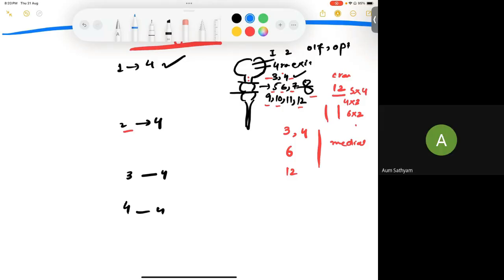The 6 is basically present within the pons. 6 is again going to be present medially, while the others are going to be present laterally, right? And 12 again is going to be present medially within the medulla, while the others are going to be present laterally, right? So if we have any problem of the lateral aspect of medulla, it is supplied by which artery?